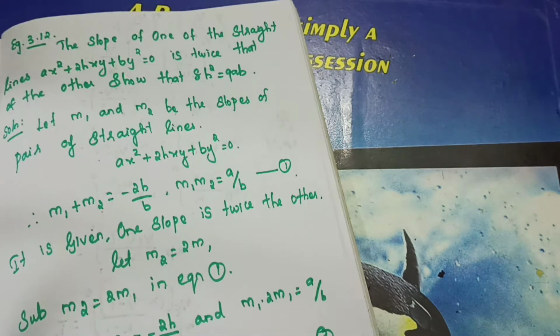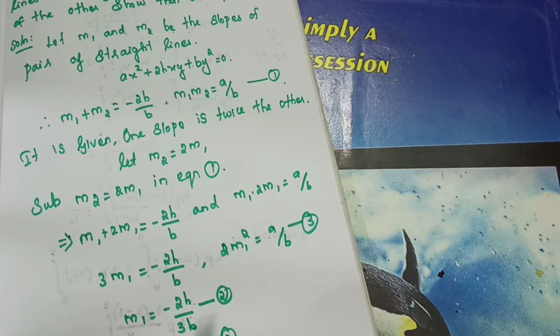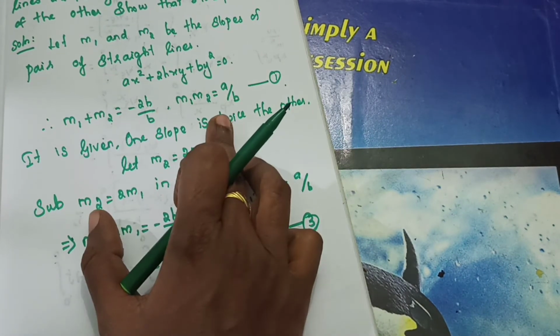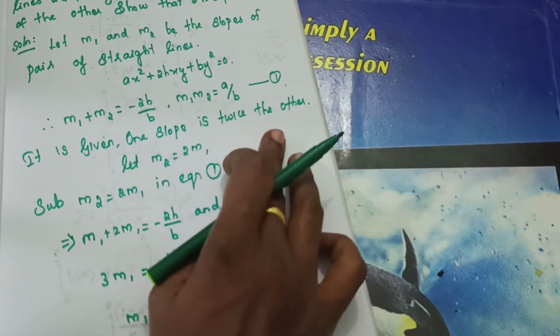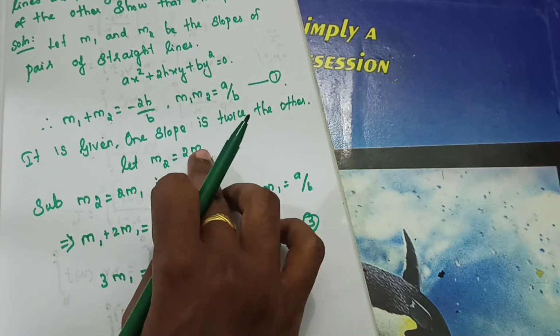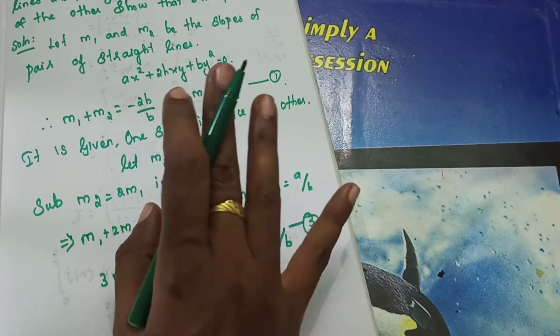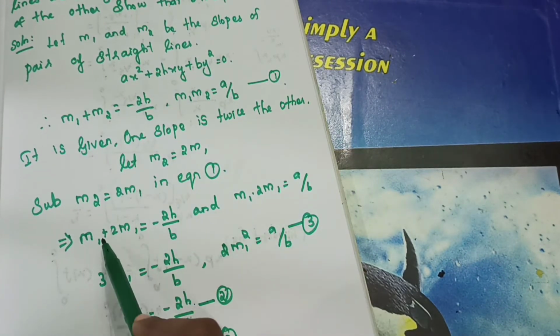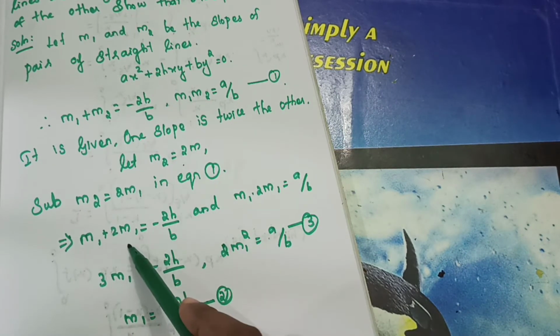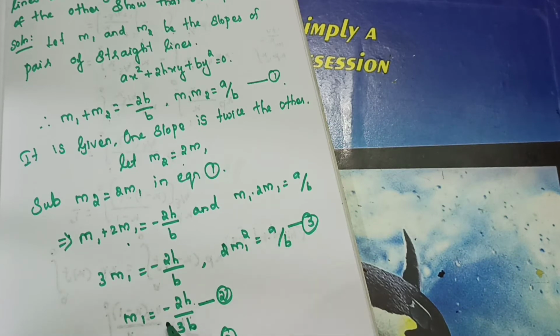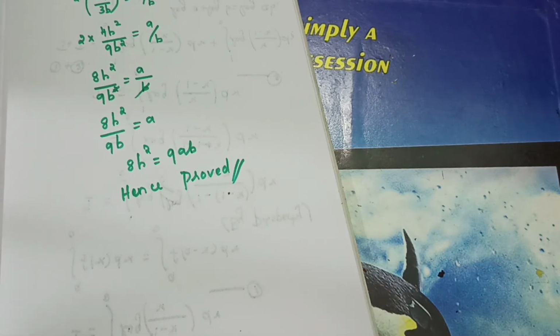Got it? Very easy and simple question. This one uses the sum of the slopes and product of the slopes formula, with one slope twice the other. You may have a doubt: ma'am, why are you taking m2 is equal to 2m1? Can't we take m1 is equal to 2m2? Both give the same answer. I have substituted this value in both the equations 2 and 3. Now I substituted 2 in 3 and found what we need to prove. Understand, students? I hope you got the idea.